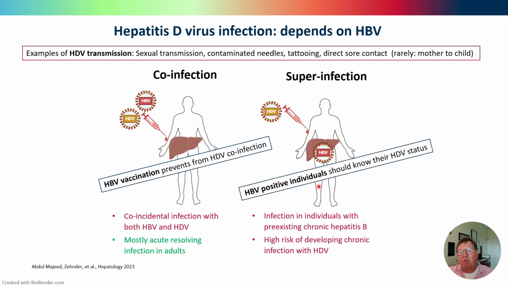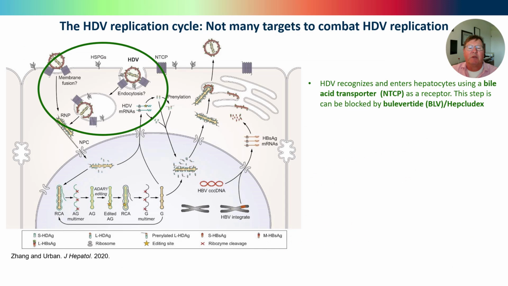However, an HBV positive individual should know its HDV status in order to be aware whether it already has a superinfection, and it's of course at risk of getting a superinfection. Let's have a very short look at the replication cycle to understand how we can interfere with hepatitis delta virus replication.